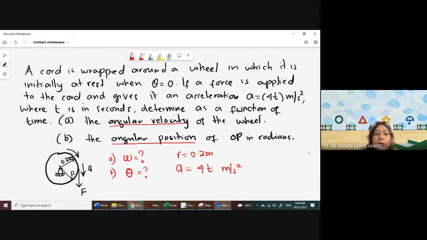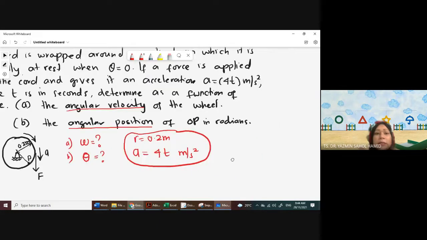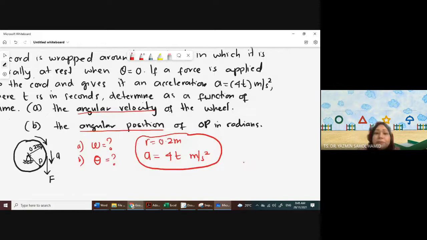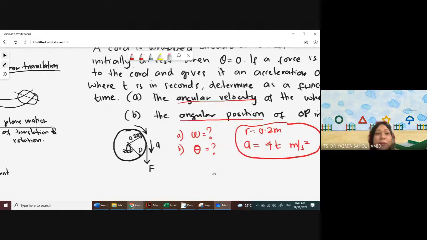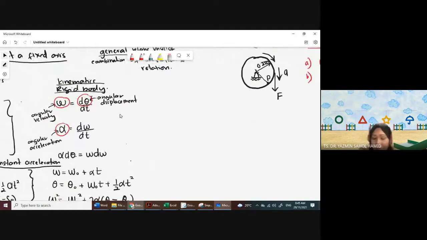How are we going to find omega from the values given? Can you guess? Have a look. Now what do you want to find? Omega. What is the formula for omega? Do you remember, guys? You don't remember anymore? Need to go back. What's the formula? Omega equals d theta over dt.